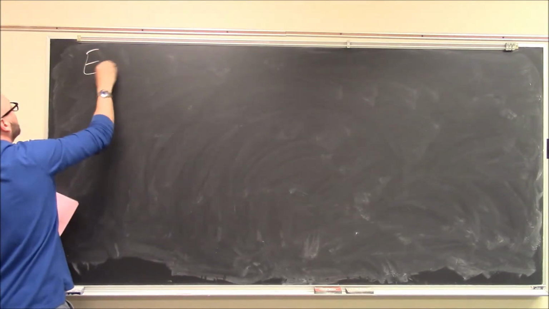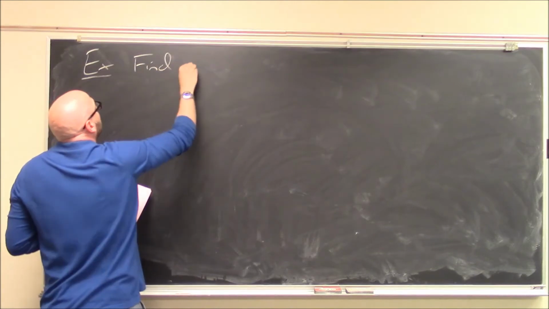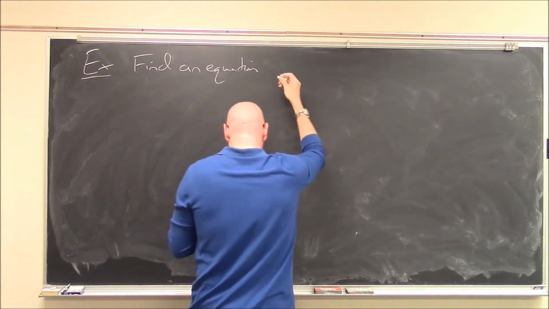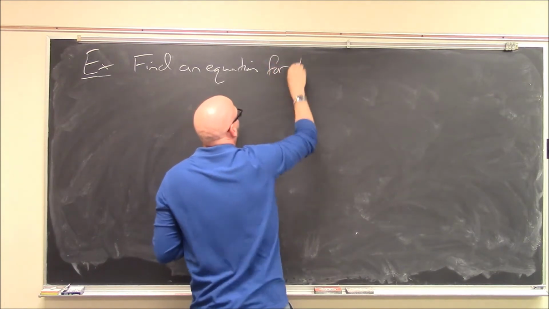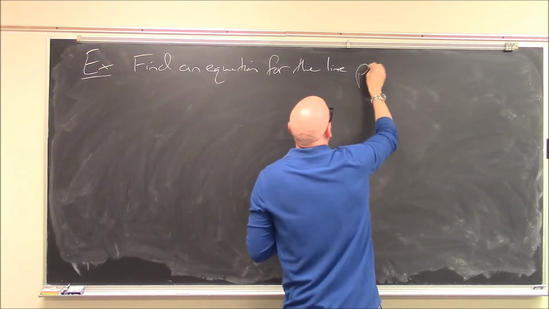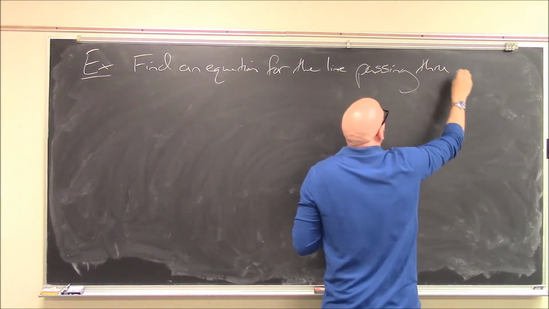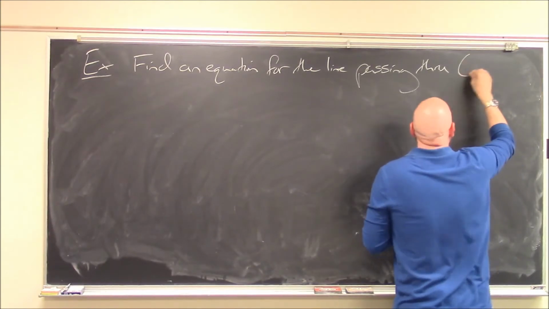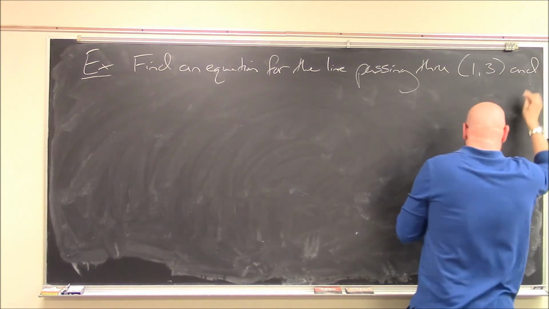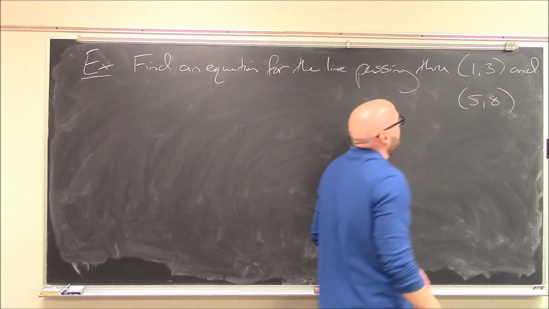So here's our first example using this material. Let's say find an equation for the line passing through, and here's a pretty standard question, you're given two points on the line: (1, 3) and (5, 8).